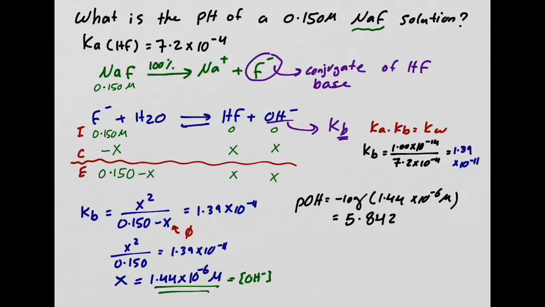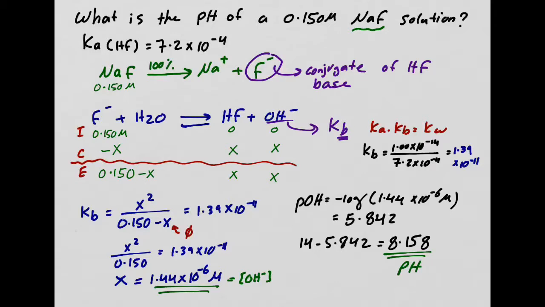Okay, how do I figure out my pH? You know how to do that. All you have to do is subtract it from 14. So 14 minus 5.842 is going to give me 8.158. And that is going to be my pH.